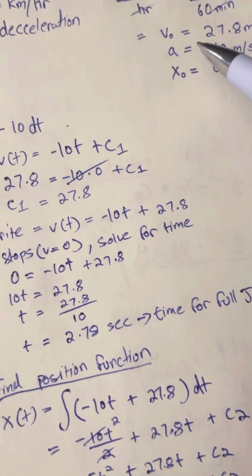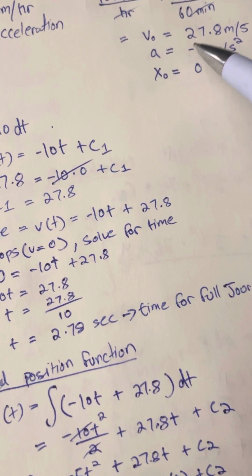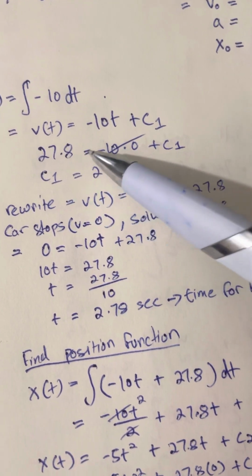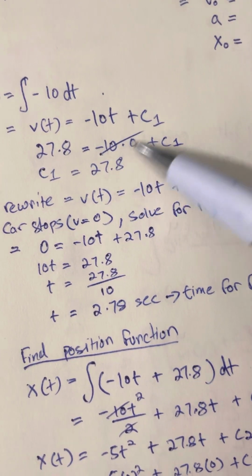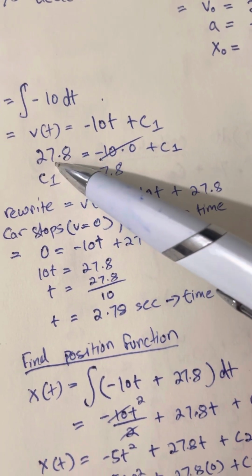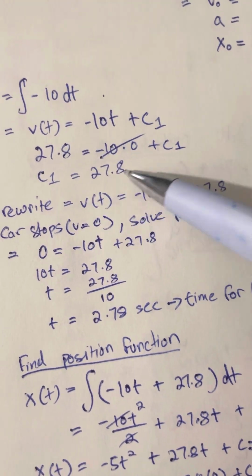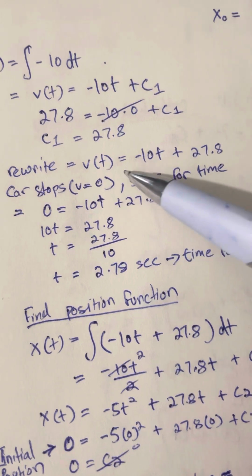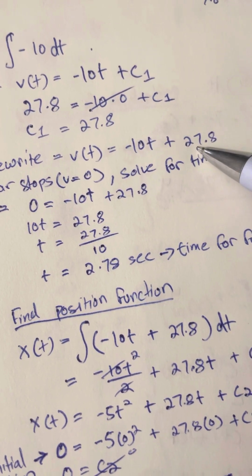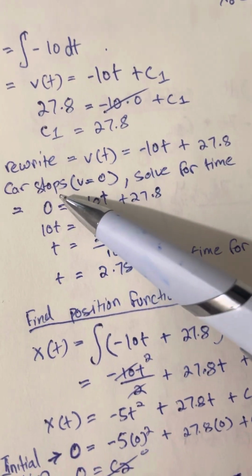And we know that our initial velocity that we're speeding at is 27.8 meters per second. So we'll plug that in here, and then we'll get 27.8 for our C1. So at time 0, we're going at 27.8 meters per second. And so our constant at time 0 is 27.8. So we'll rewrite this as v of t is equal to negative 10t plus, instead of C1, we'll write 27.8 meters per second.